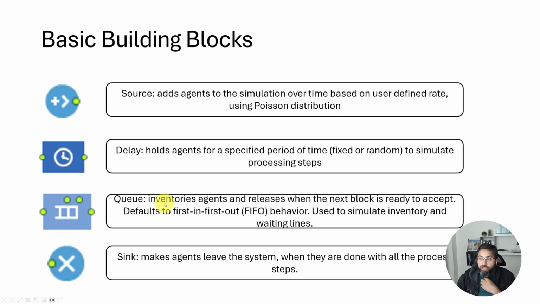The queue block is used to have queues, like waiting queues. So agents, which are customers or products, are waiting for the next step to be free or some resource to be free. They get queued up. It could also represent inventory. So you could have a queue which represents work in process inventory, so inventory waiting between different stages of the process.